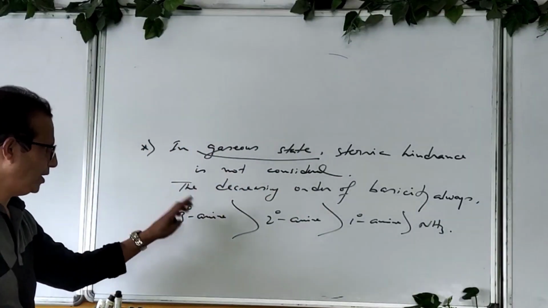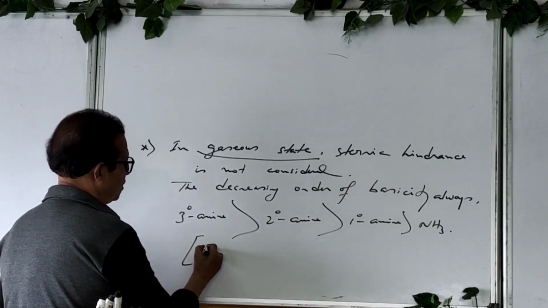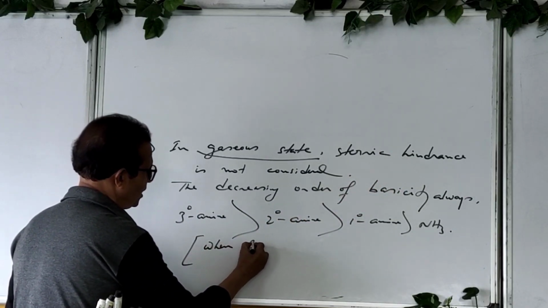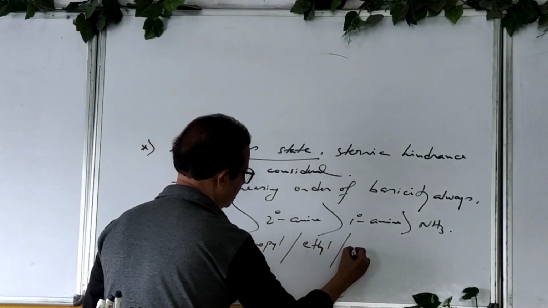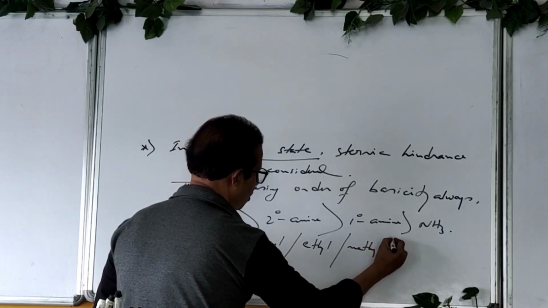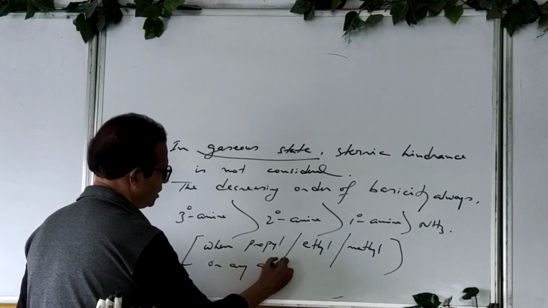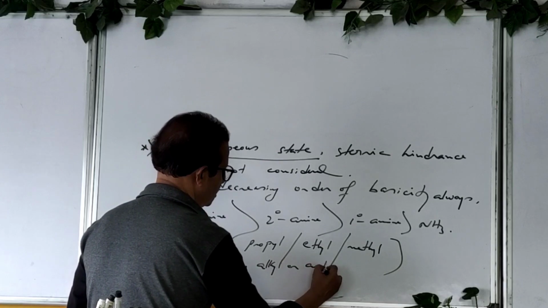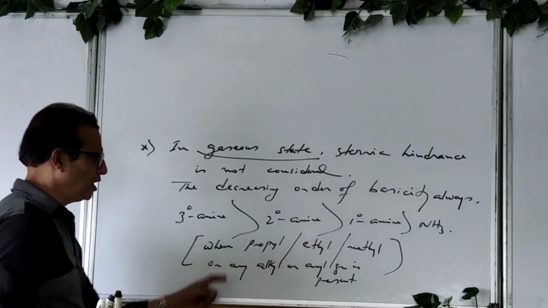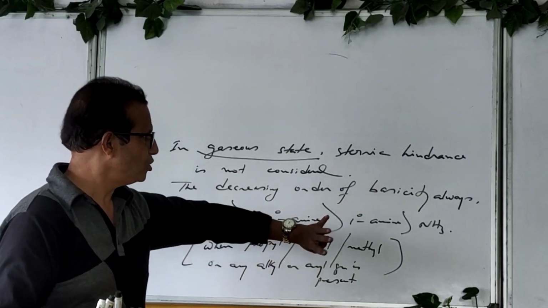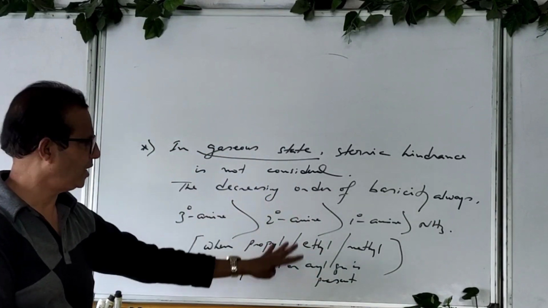So remember it, whether it is ethyl, methyl, propyl, anything else, or any alkyl or aryl group is present, then always tertiary amine is more basic. No steric effect, only the electron donating groups are considered. Okay, the electron donating effect is considered.